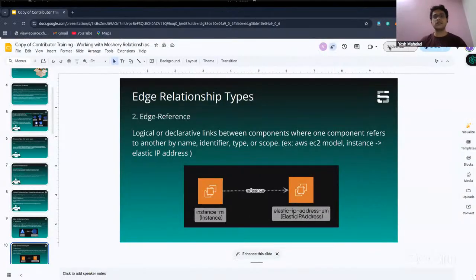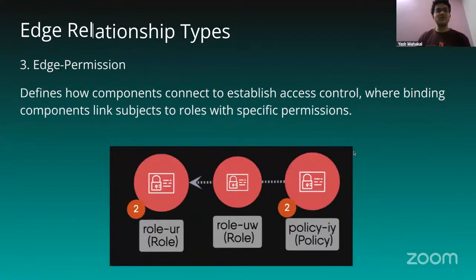I just noticed that time is flowing away, so let's move forward with the edge permission relationship. An edge permission relationship defines how components connect to establish access control, binding components like subjects to roles with specific permissions. In terms of AWS, we know that we need to assign some policies and roles when we want to work. It is standard practice to not use the root account. In AWS, you need to create an IAM account, an IAM role, and so on. So it is the same for this.